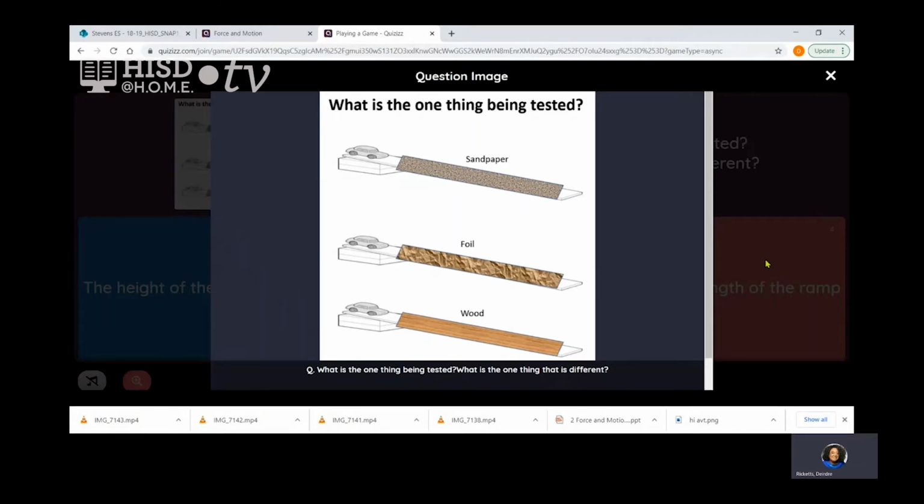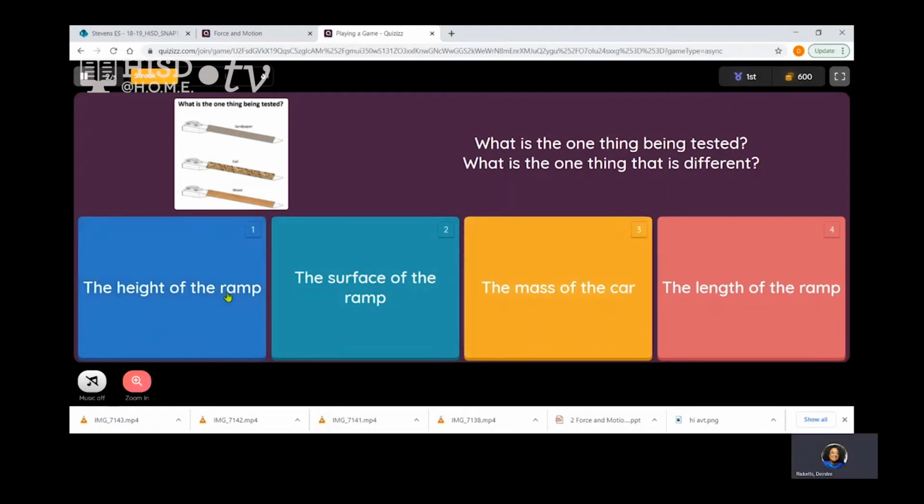Let's take a look at our answer choices. Is it the height of the ramp? No, that's the same. The surface of the ramp, they're different. Sandpaper, foil, wood. The mass of the car, they're the same. The length of the ramp is the same. So the one thing that's different that I must be testing is the surface of the ramp.